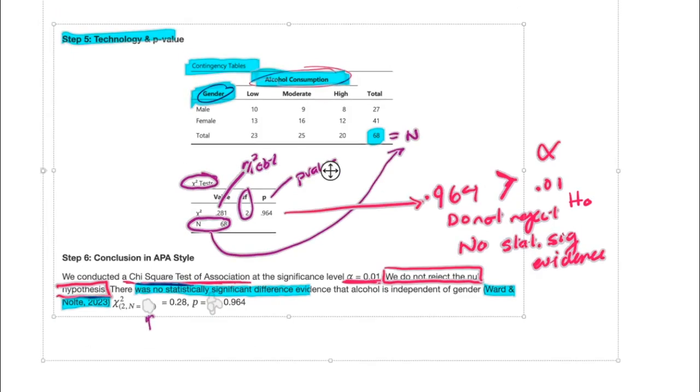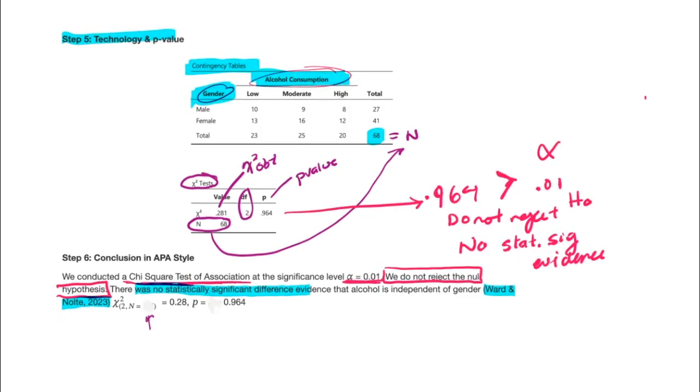Here I have the symbol for chi-square, my degrees of freedom. My sample size is 68, so here it should be 68. This is our chi-square obtained from here. Then I have the p-value, which is equal to this. And don't forget to italicize the p. I always forget.